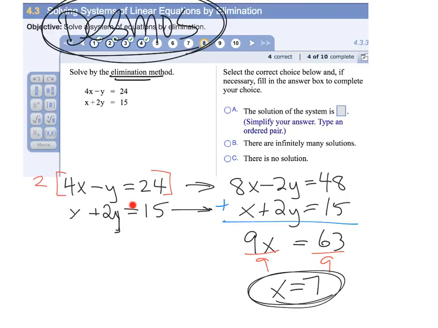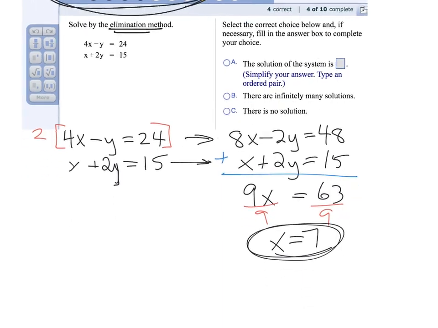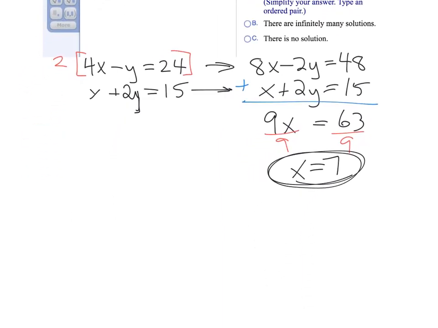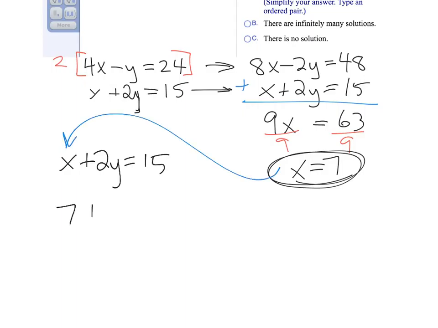So we're going to choose either one of these two equations, and I'm going to choose this one because it looks like it's the simplest. And let's just write x plus 2y equals 15, and we know we're going to replace that x with a 7. So that becomes 7 plus 2y equals 15. Subtract both sides by 7. That gives us 2y is equal to 8.